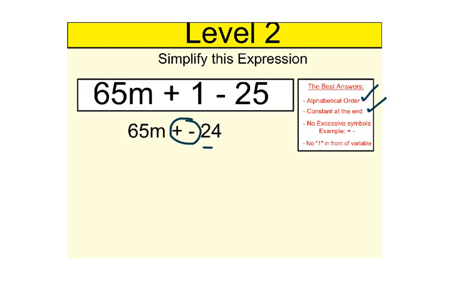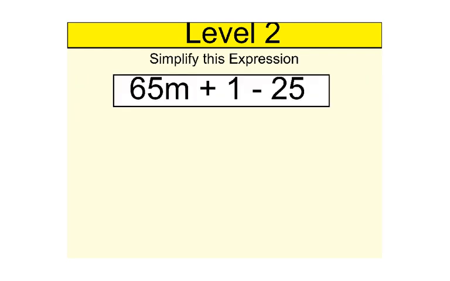What I can do is the opposite. When I first started this problem, I did plus a negative 25. Let's do the opposite of that and go backwards. Instead of saying plus a negative, it's just minus 25. So the best answer for this problem is 65m minus 24. No 1 in front of the variable? Nope, I've got a 65 in front of the variable.